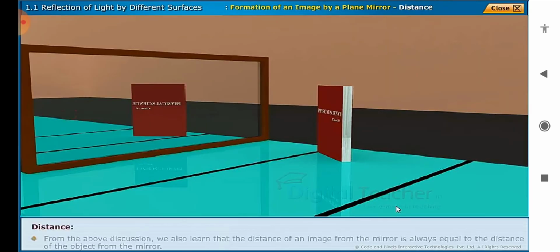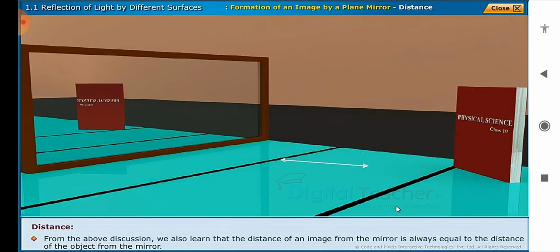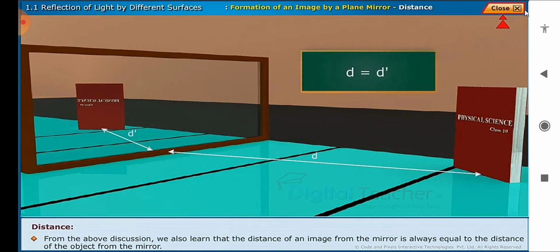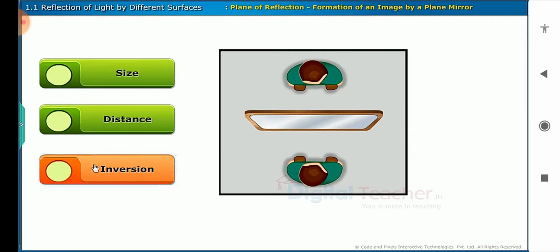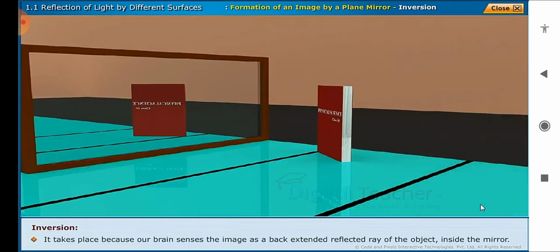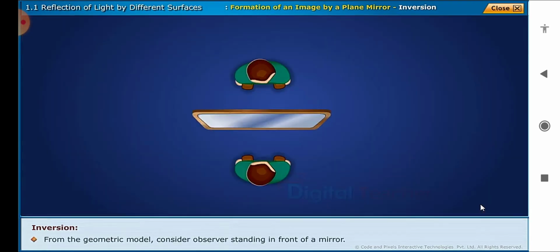Distance. From the above discussion, we also learnt that the distance of an image from the mirror is always equal to the distance of the object from the mirror. It takes place because our brain senses the image as a back extended reflected ray of the object inside the mirror. From the geometric model, consider an observer standing in front of a mirror.